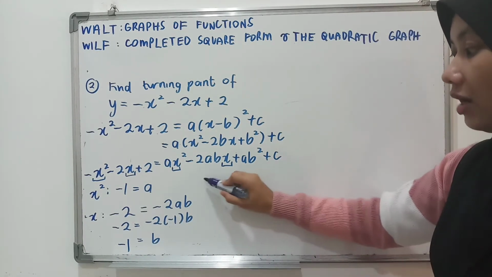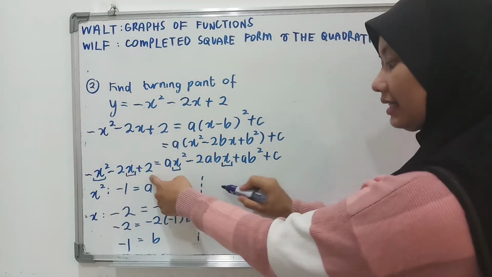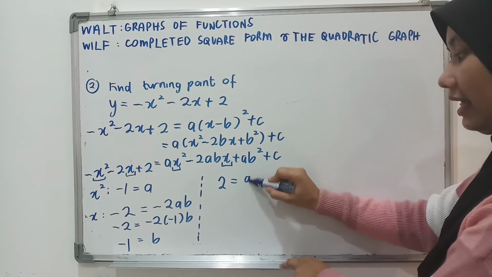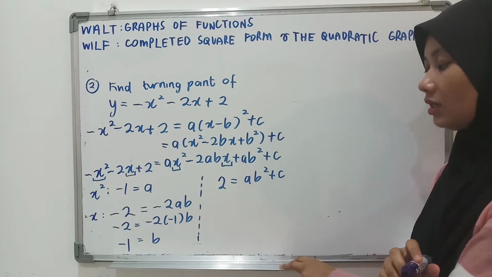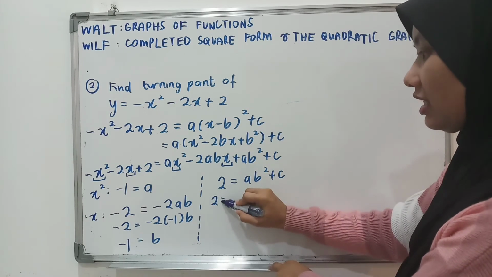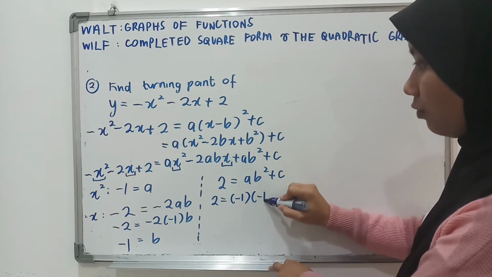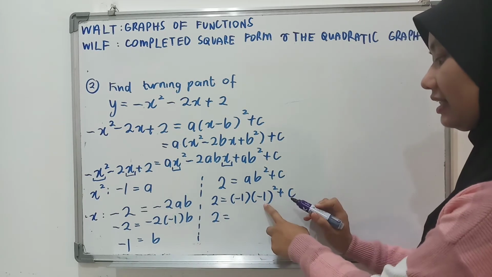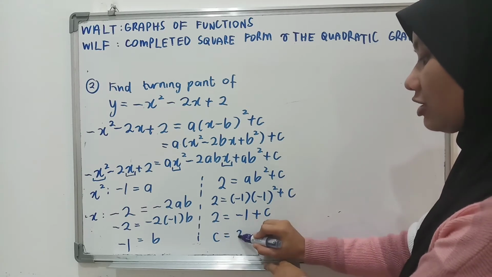Okay, so now I want to compare for the constant. What is the constant on your left hand side? That is just 2. What is the constant on your right hand side? AB square plus C, so that is a constant. We know the value of A, we know the value of B. Substitute in. So 2 is equal to, A is just negative 1, so your B is just negative 1 square plus C. Do it slowly. So you will get 1, negative 1 plus C. So your C now is equal to 3.